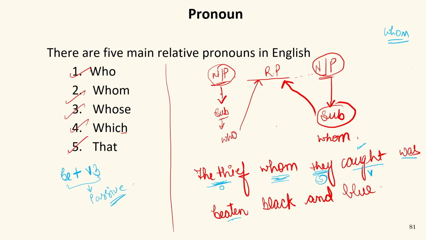Now, the thief whom they caught. Here, the verb is caught. And who did this action? They. Therefore, they is the subject. And they caught. Whom did they catch? They caught the thief. So the thief is replying to the question whom. That is an object. Therefore, for this object we use whom.